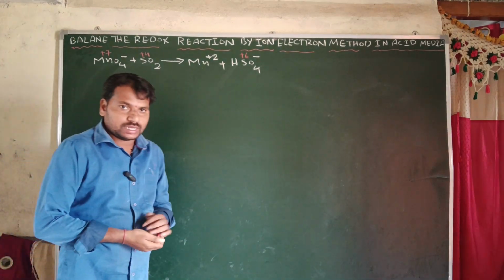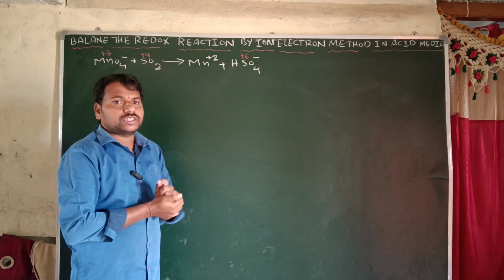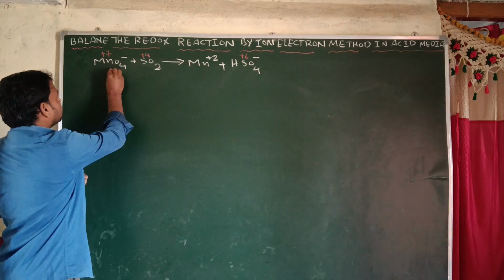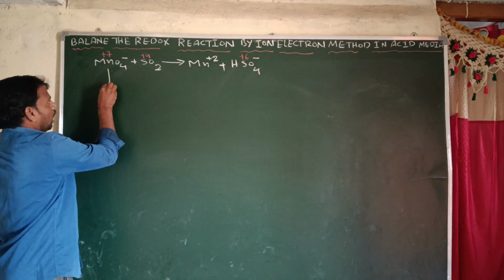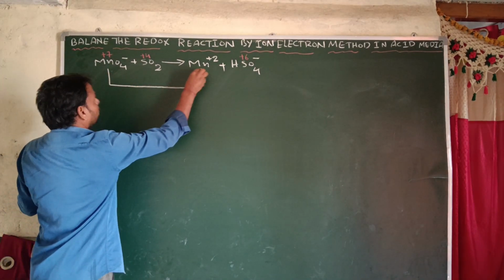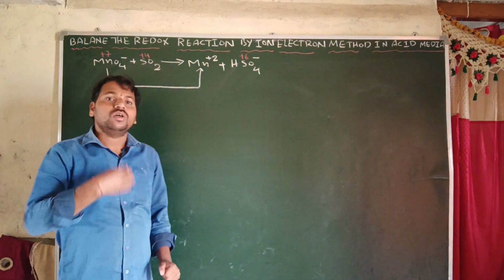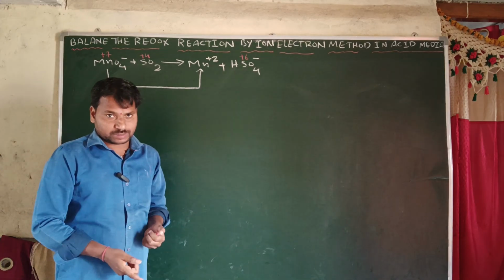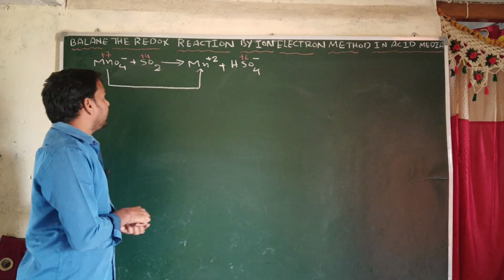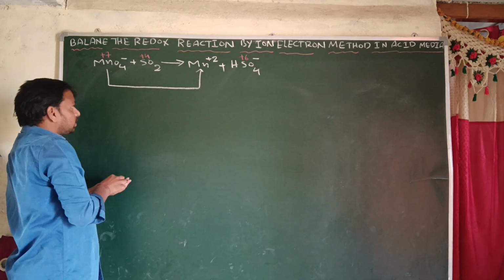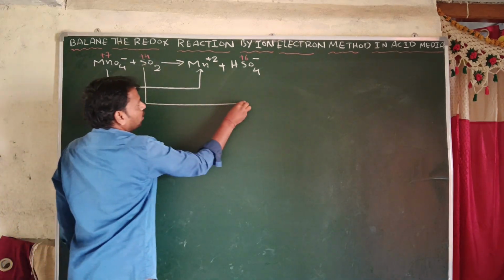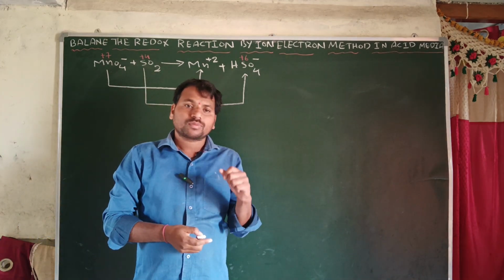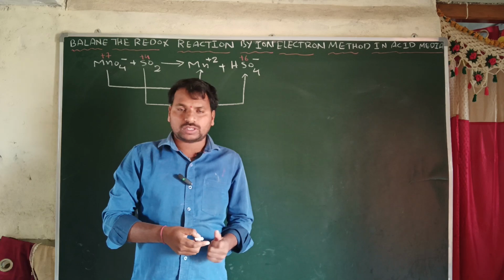After calculating oxidation states, let me divide this equation into two halves. Manganese changes its oxidation number from plus 7 to plus 2, which means gaining of electrons takes place. In the second case, sulfur changes its oxidation number from plus 4 to plus 6, which means sulfur is losing electrons.